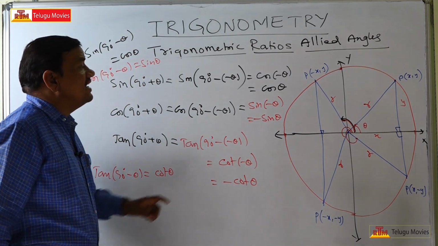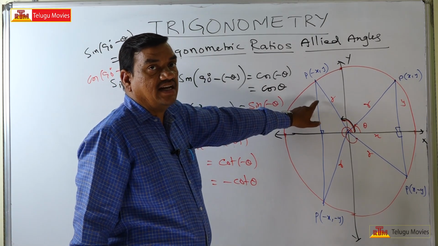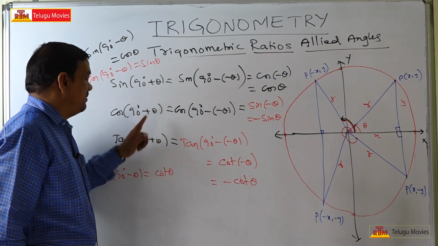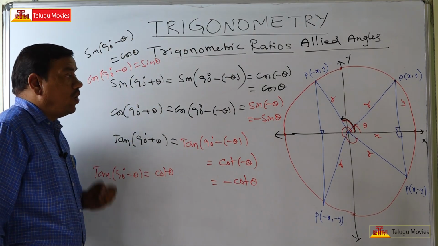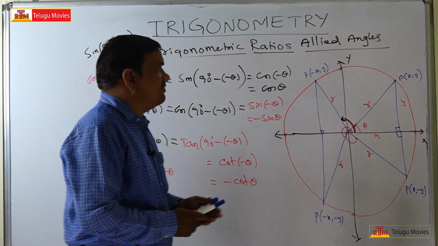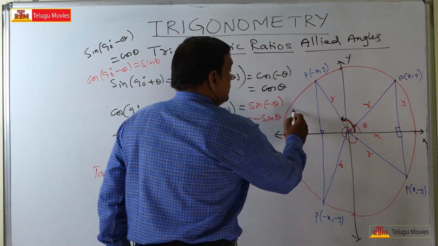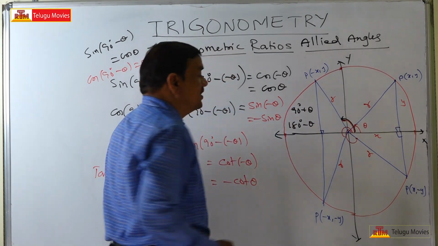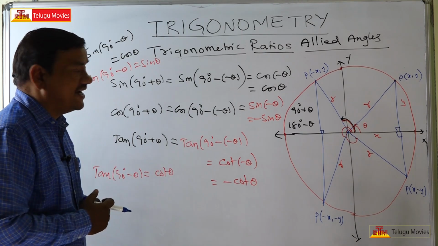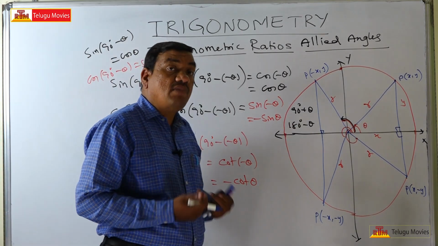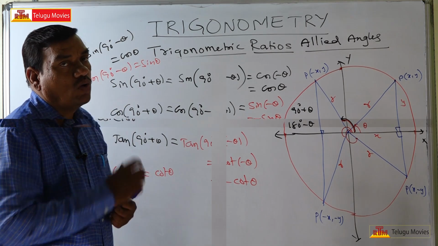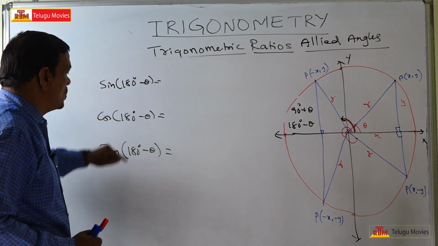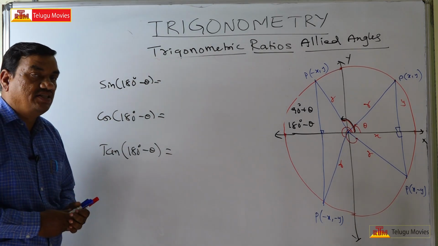So if the angle is in the second quadrant, these are the 90 plus theta forms. Now we are going to see that in the second quadrant, the angle is either 90 plus theta or 180 minus theta, that means less than 180 and more than 90. If it is 180 minus theta, let us see what happens. Let us see how to find the values of sine of 180 minus theta, cos of 180 minus theta, and tan of 180 minus theta.